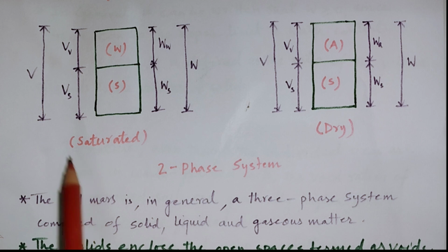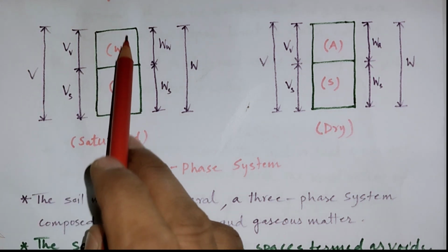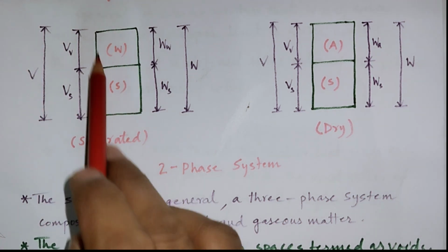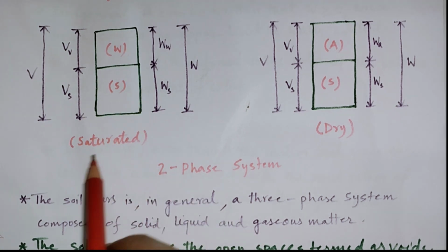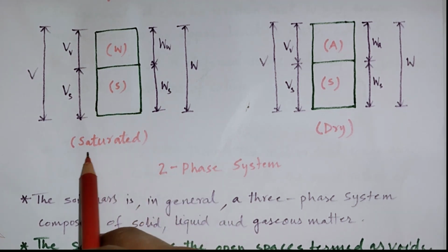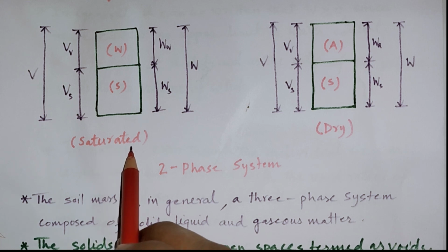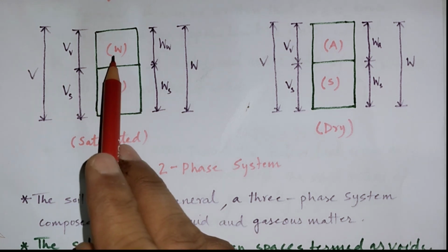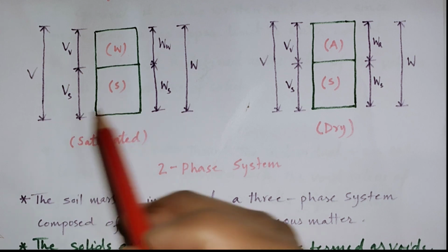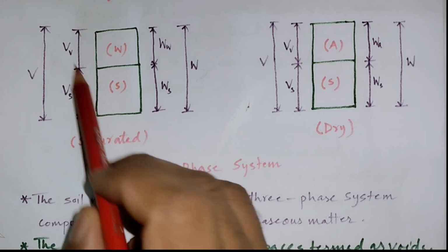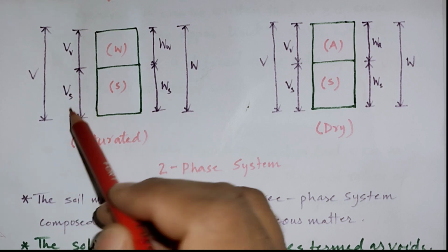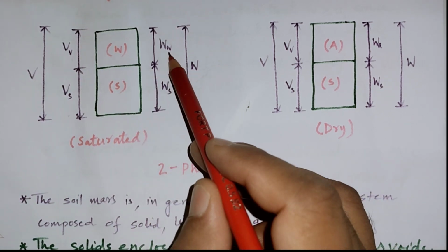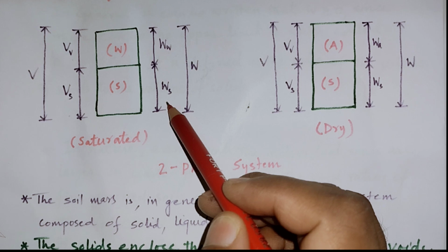Now consider the case when the voids are filled with water only. Then this type of soil is called saturated or fully saturated, meaning all the voids are filled with water. So here the total volume will be only volume of void and volume of solid, and total weight will be weight of water and weight of solid.